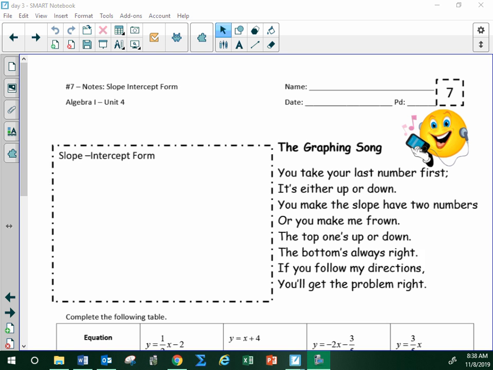I am not going to sing for you though. If you want to sing it, you are welcome to do so. But it pretty much just is a way to kind of remember how we go about graphing. But we're just going to talk about it. And Anthony said he's going to sing a solo next time.